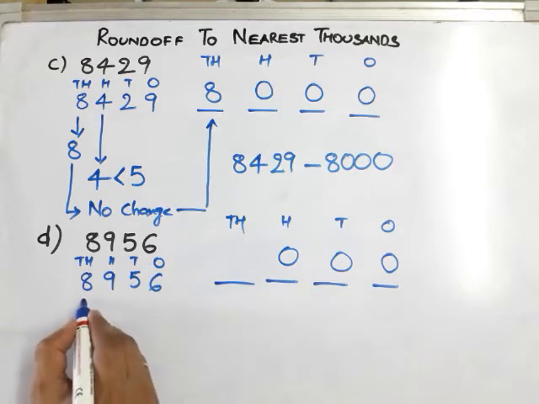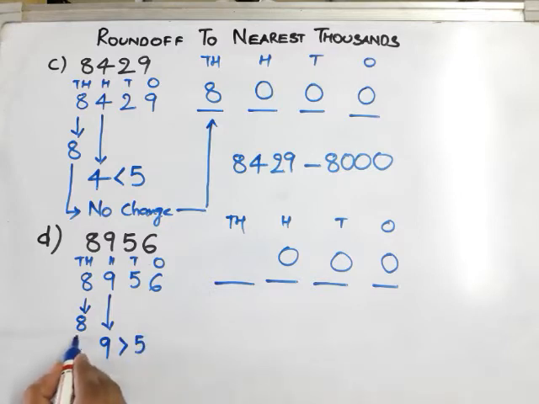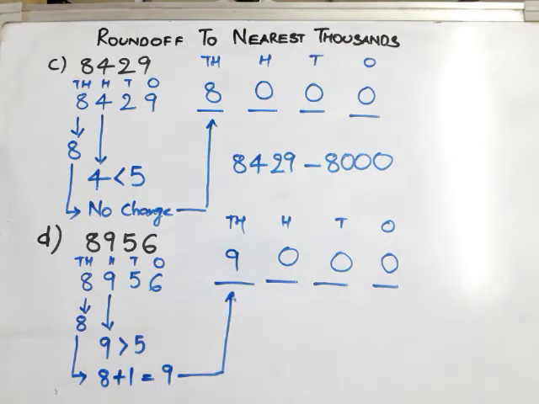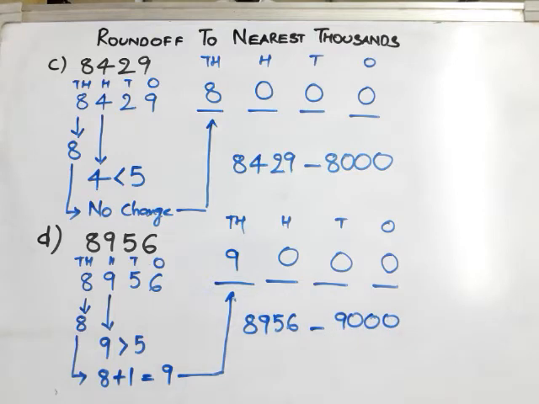Now we have to check the digit in the thousands place. For that, we will check the digit in the hundreds place, which is 9. 9 is clearly greater than 5. If it is greater than 5, what do we do with the digit in the thousands place? We have to add 1 to it. By adding 1, the new number will be 9, and that should occupy the thousands place. Hence the rounded off value of 8956 is 9000. Hope you are clear. Okay, let us move to the next example.